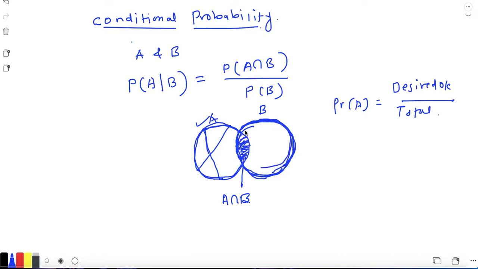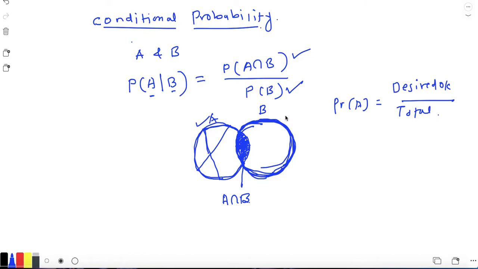Let me summarize what I said. The probability of event A occurring given that event B has already occurred: this event has already occurred, so in this portion, what is the possibility of A? Only this portion is the possibility of A, and that portion is A intersection B, meaning it is common to A and B. So only this much is the chance of A occurring. This is desired, so the probability of A intersection B divided by the total, which is the probability of B. This is how the conditional probability definition can be understood.